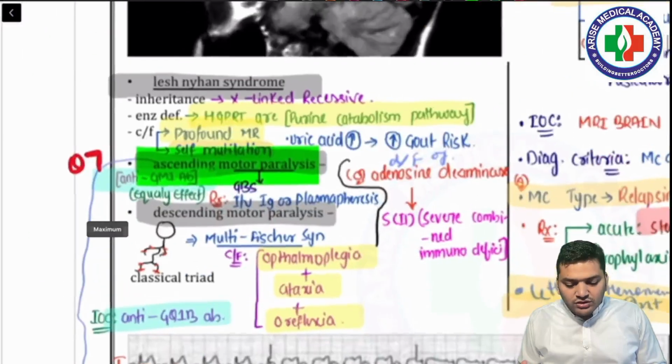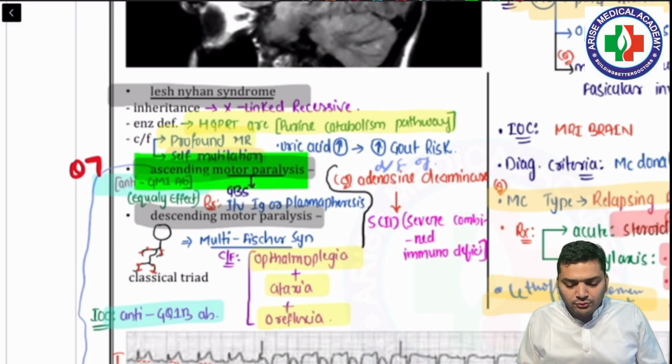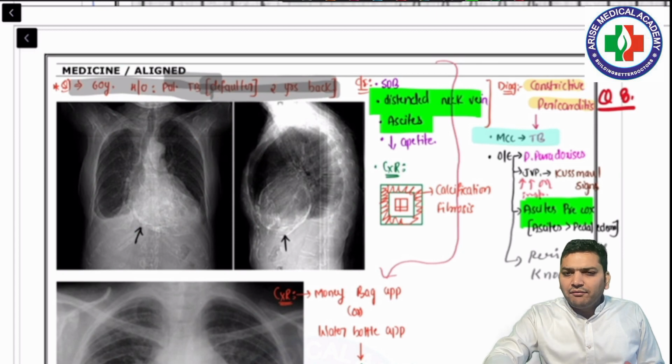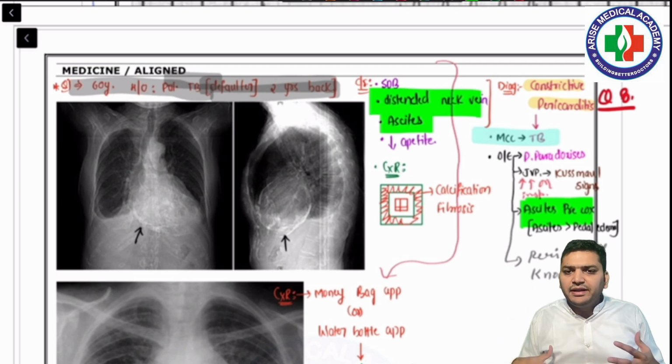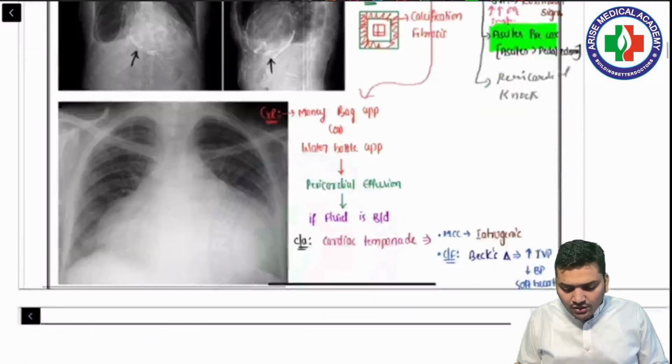Then the next question was the ascending motor paralysis. They said that the paralysis started from the lower limb and was ascending. That was a clear-cut GBS, Guillain-Barré syndrome. The eighth question was a long scenario. In that they mentioned the ascites, the distended neck veins, the pedal edema, and that was the question of the constrictive pericarditis that was leading to right ventricle failure features.